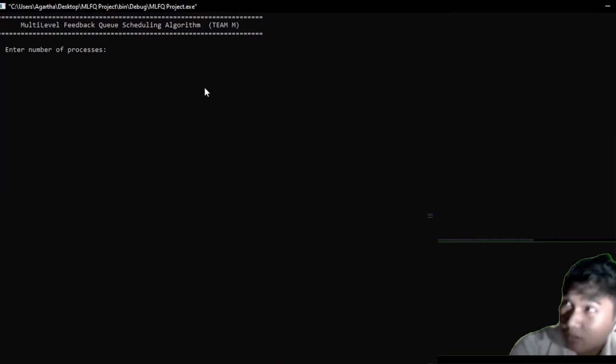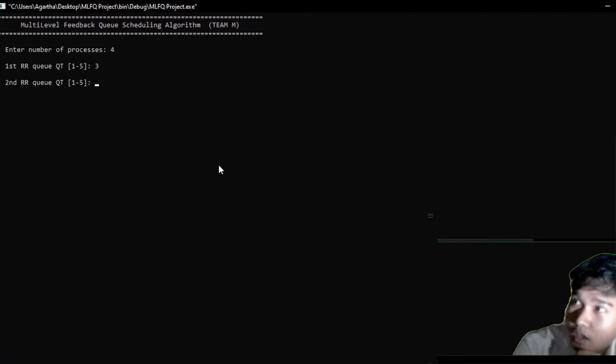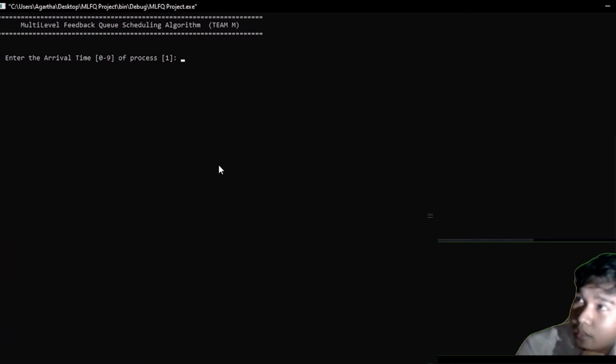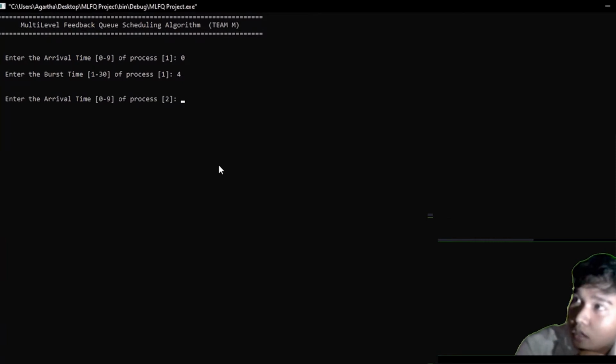So for set 1, enter number of process is 4, and for the first round robin quantum time is 3 milliseconds, and for the second round robin quantum time is 4 milliseconds. Then enter the arrival time of the process 1. So at process 1, arrival time of 0 and the burst time of 4.